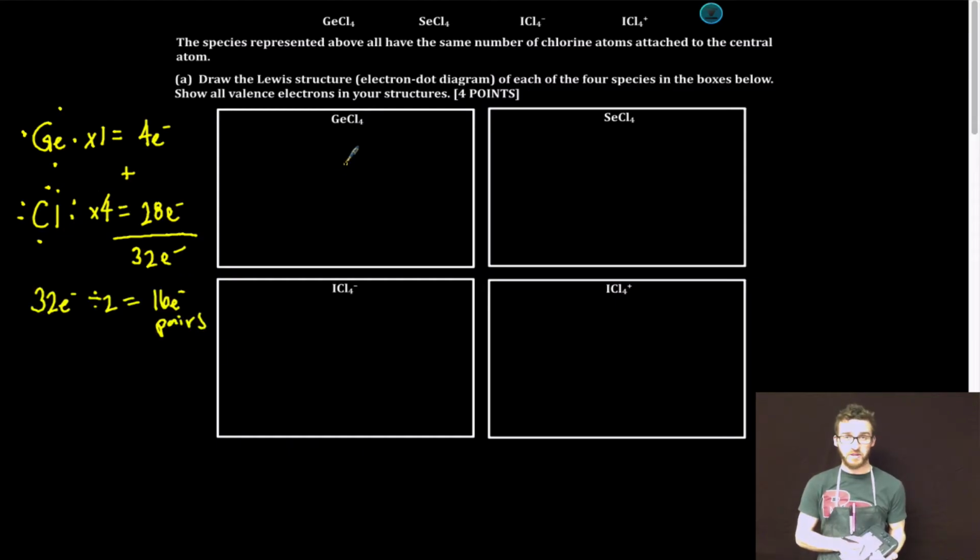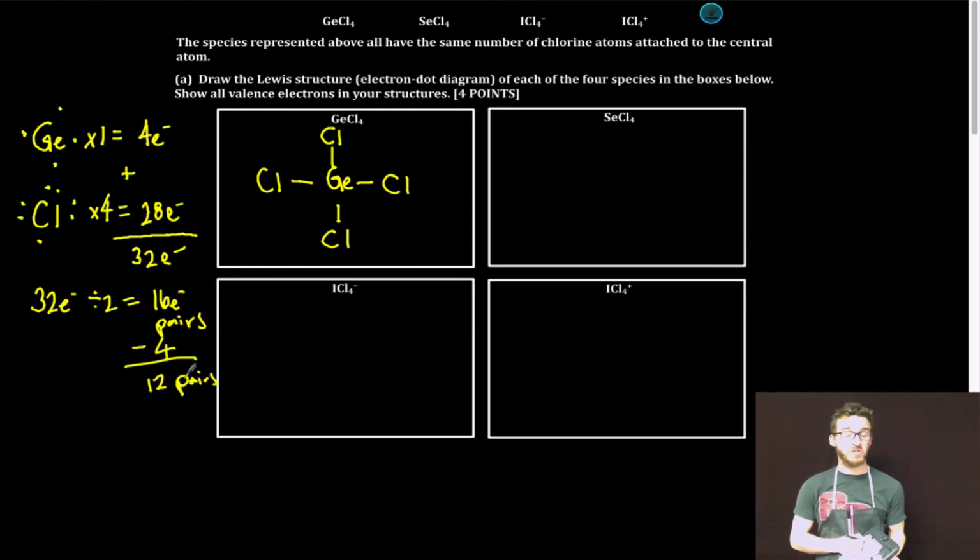Boom! Begin to build your skeletal structure with the less electronegative element in the center. Surround it by all the remaining atoms. Next, connect the central atom to the terminal atoms with a single bond. Subtract the number of pairs used to do that. Got 12 pairs left. Put those extra pairs on the terminal atoms first to complete their octets.